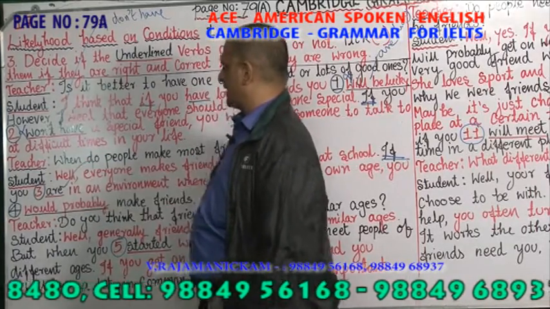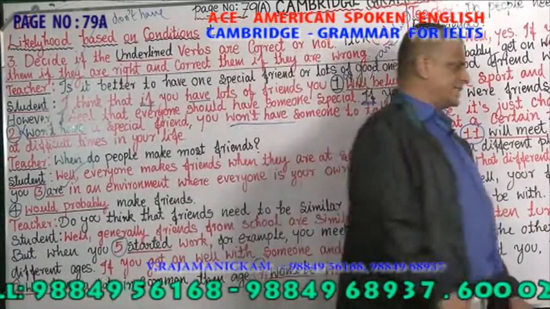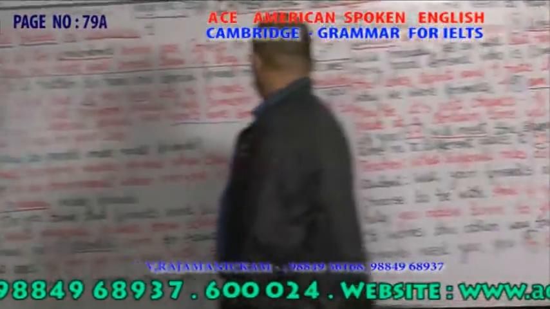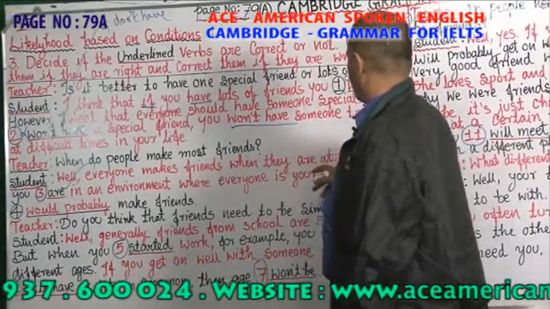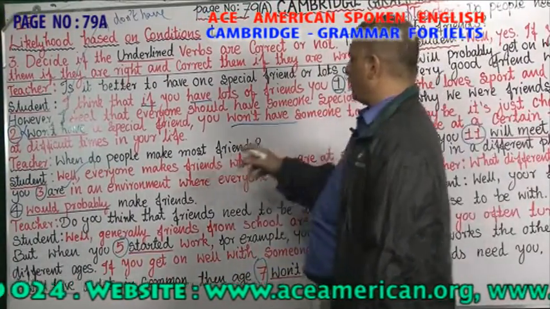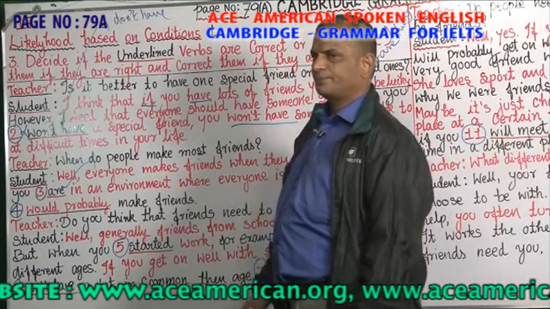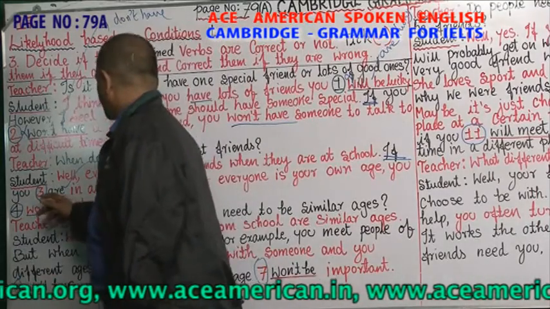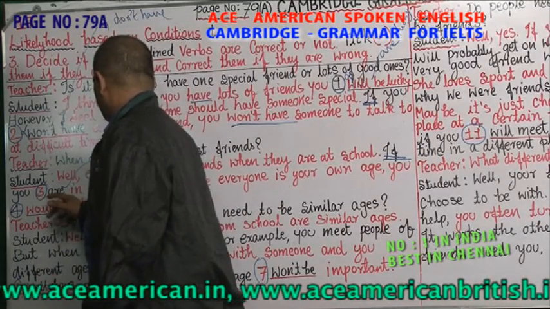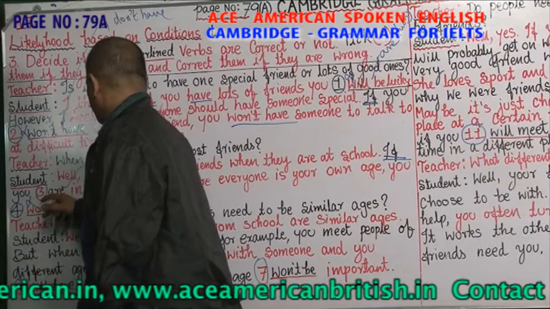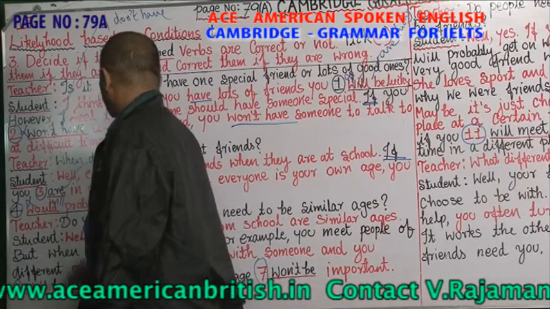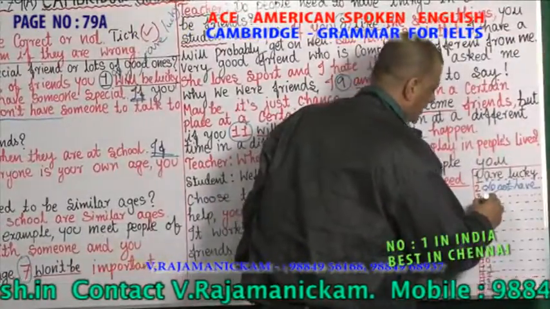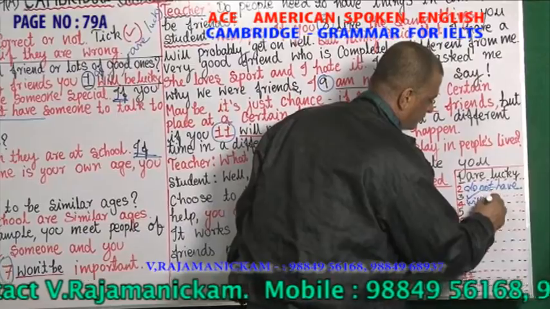Third, if you are... is correct. Fourth, if you are in an environment where everyone is your own age, you would probably make friends. Is it correct? No. What is the right answer? Will probably. So here you have to write, this is wrong, then you have to use will probably. Third is will probably. Fourth answer, will probably.